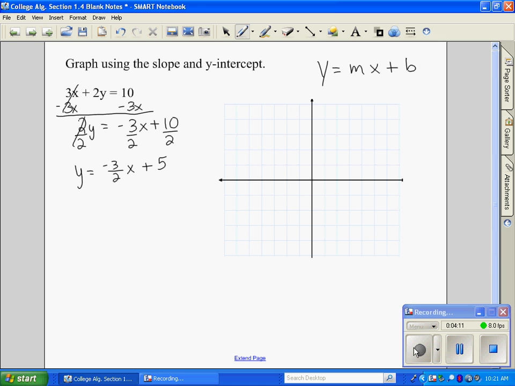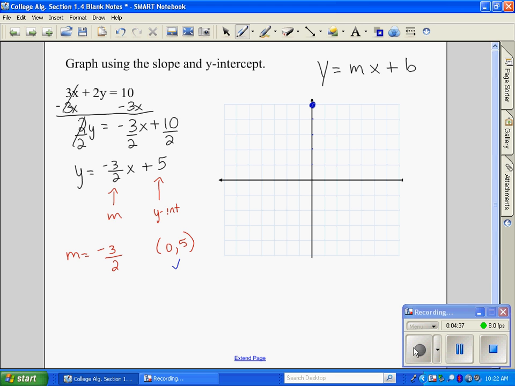Once I have that, I'm going to label my slope and my y-intercept, my m and my b. So my slope is -3 over 2 and my y-intercept is 0, 5. So I started my y-intercept 0, 5. 1, 2, 3, 4, 5, 0, 5 right here.